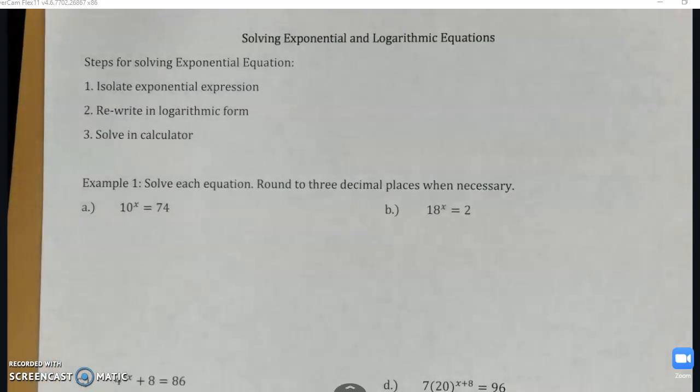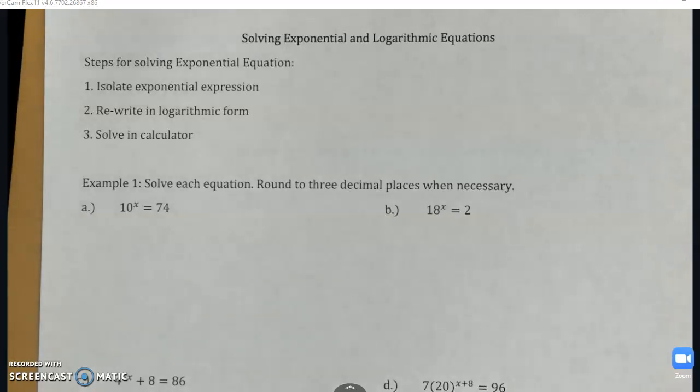So up first we have exponential equations, and these are our three steps. The first one is isolate the exponential expression. This might not always need to be done. It might already be isolated, in which case we would skip straight to step 2, which is rewrite it in logarithmic form. And then number 3, solve it in our calculator.